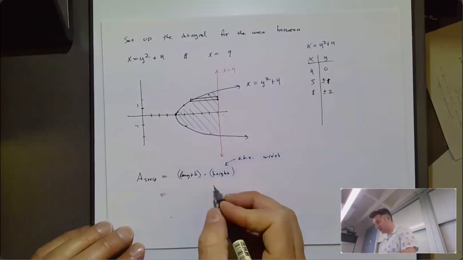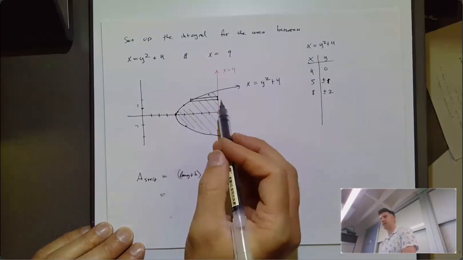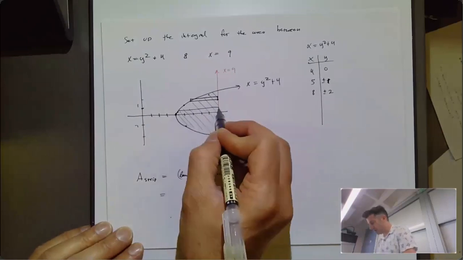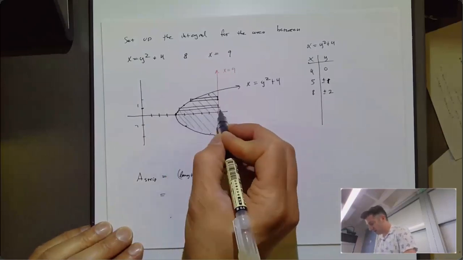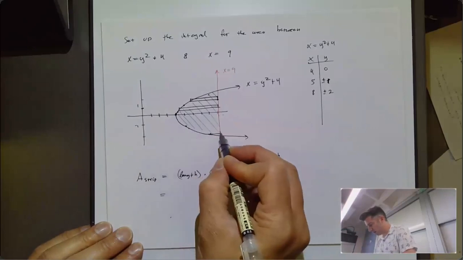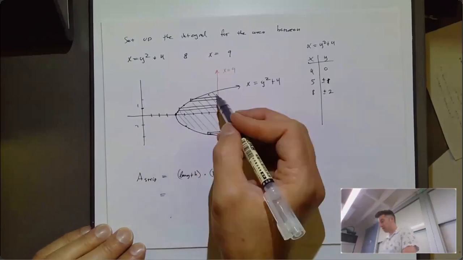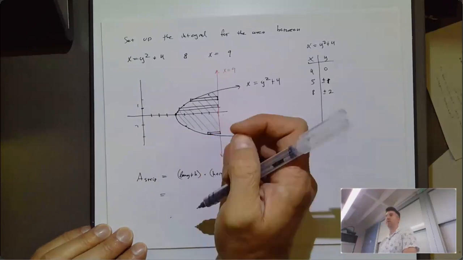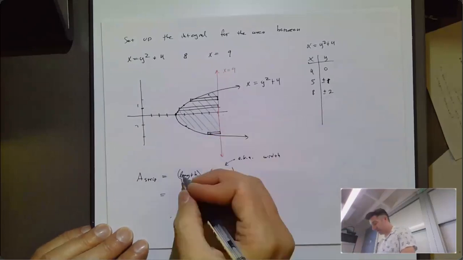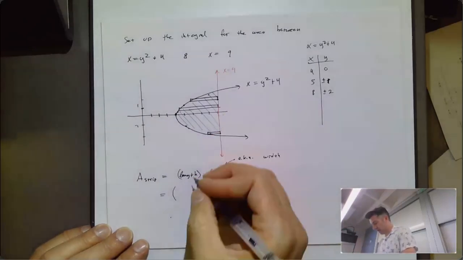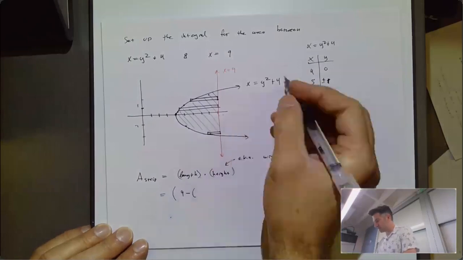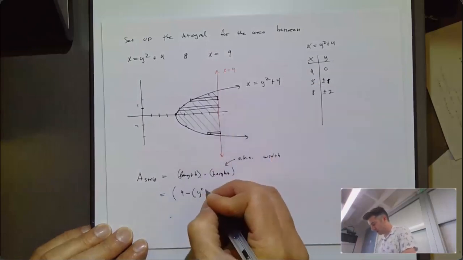So that's going to be the length, which is, okay, how long is this? Well, it depends on where I draw it, right? If I draw it down here, it's longer. If I draw it over here, it's shorter. But it's always going to be the right function minus the left function. So my length here is going to be 9 minus (y squared plus 4).